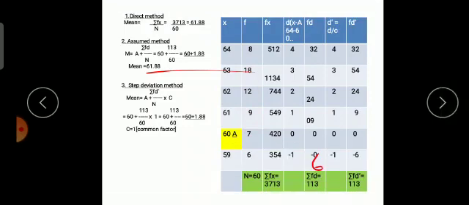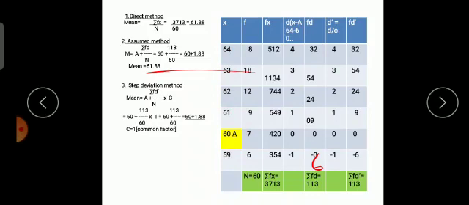So direct method, summation fx upon n is what? 3713 divided by 60, we get 61.88. Now for the assumed mean method, we need d and fd. So let's calculate the d column first. D is x minus a. Now we will assume a as 60. Any value you can assume. Here in this problem 60 is taken because it is a round figure.